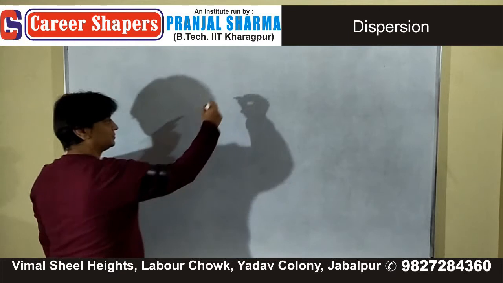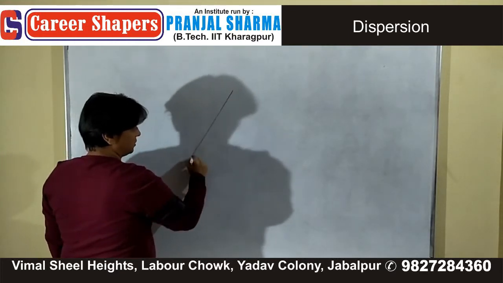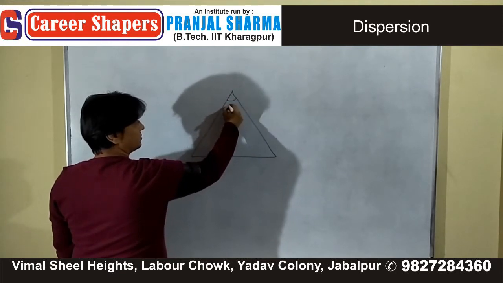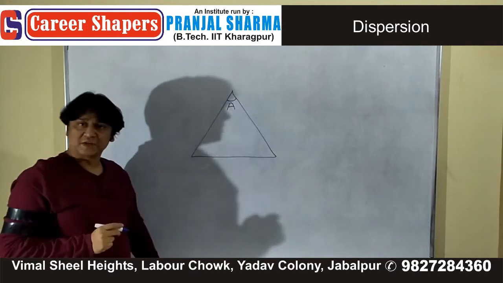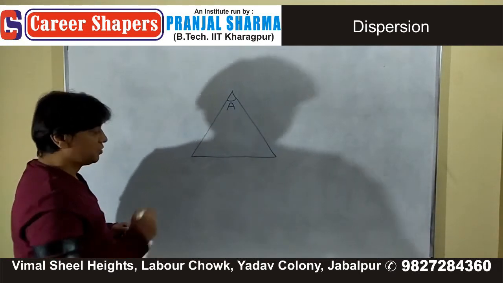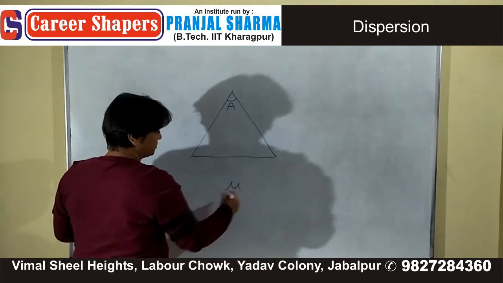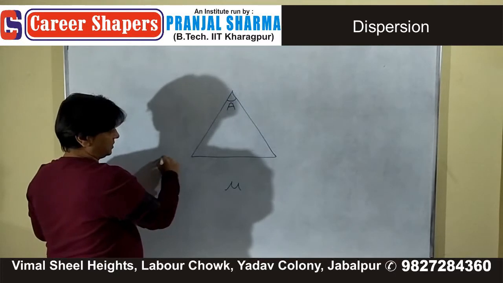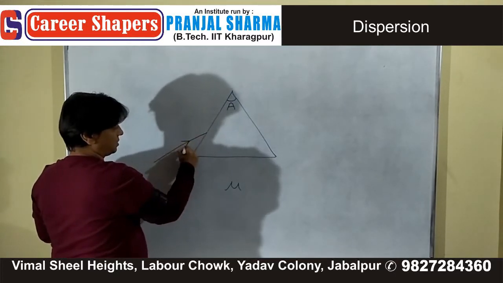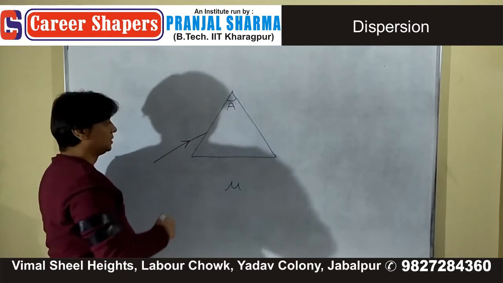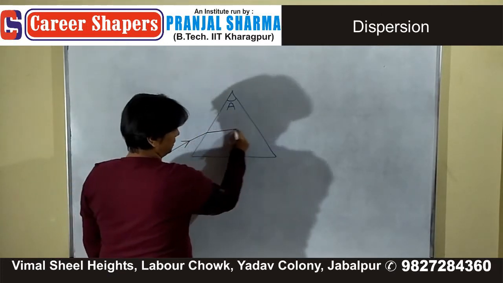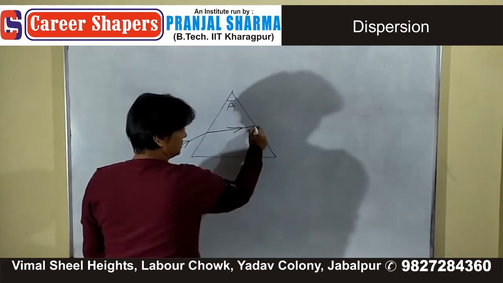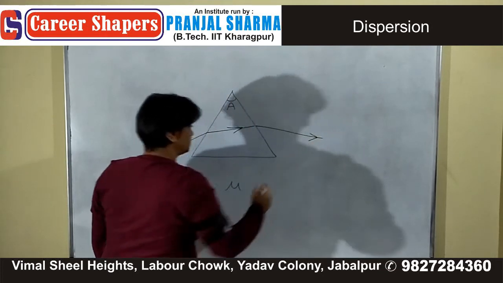Look here. We have a prism. Angle of prism is A. We used to define refractive index of the prism as mu, and then we take a white light, it goes like this and then comes out like this.